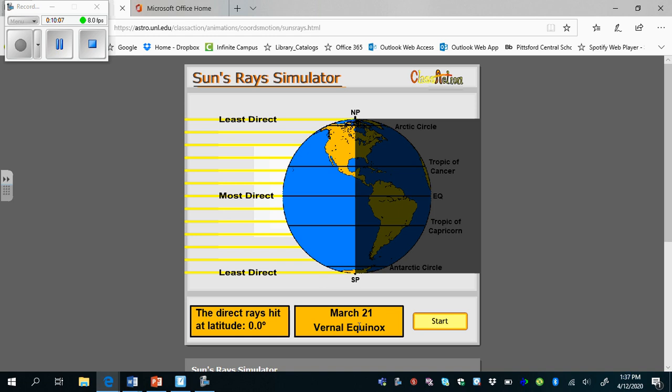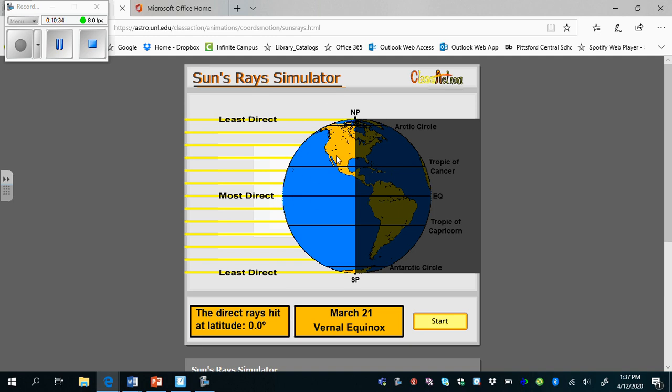Now, take a look. The date right now is March 21st. That's the spring equinox. This is the first day of spring. Neither the northern or the southern hemisphere is tilted towards the sun. Rather, the direct rays, that's this line right here, are striking the equator. So the equator gets direct rays 2 times a year during spring and fall.